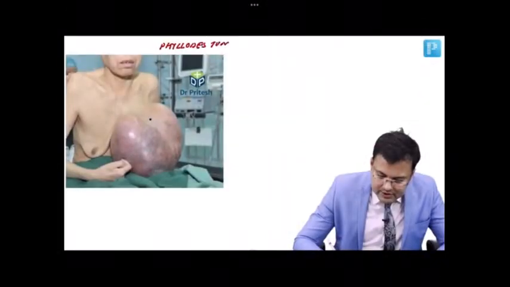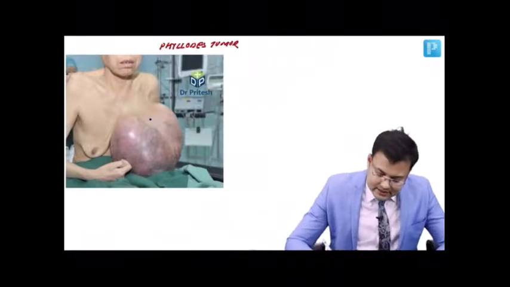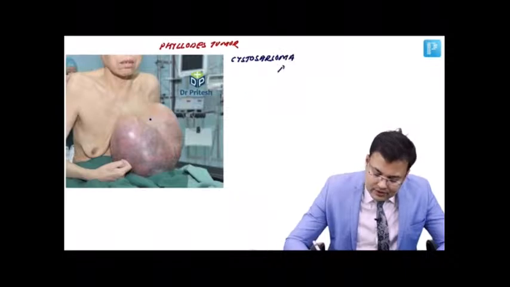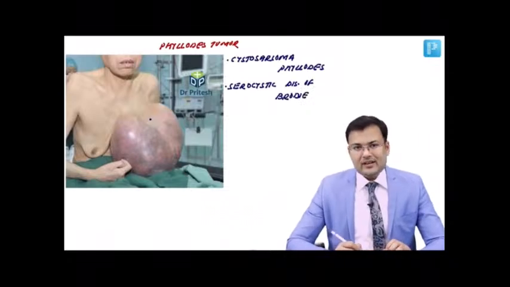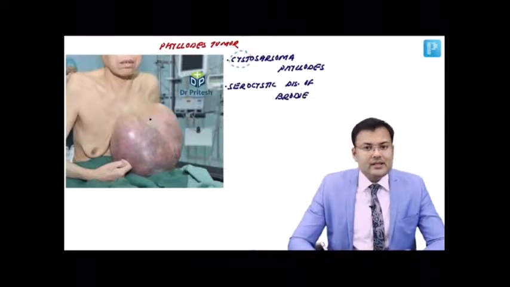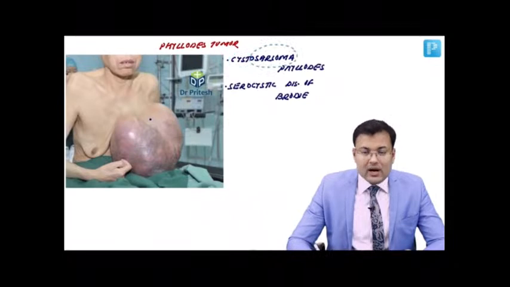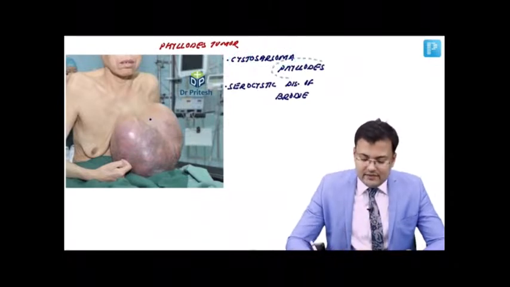Clear? What are the other names of this Phyllodes tumor? It is also known as cystosarcoma phyllodes. The other name is serocystic disease of Brody. How to remember? It's very easy to remember. Just break it. Can you see? There is cyst. It's a type of sarcoma. And on cut section, there is leaf-like appearance.